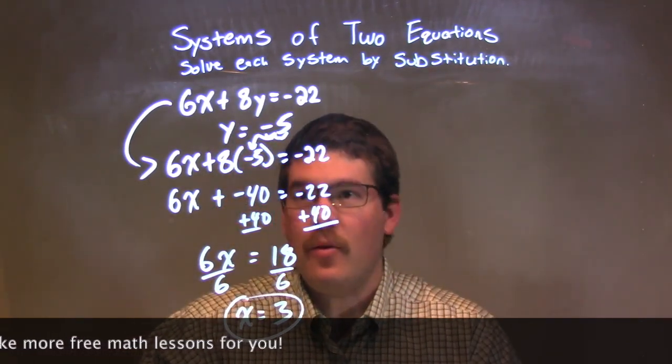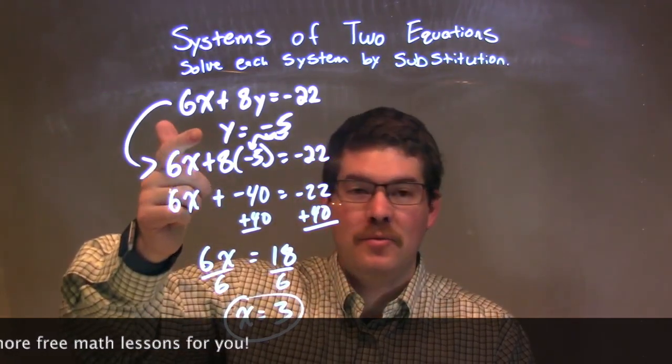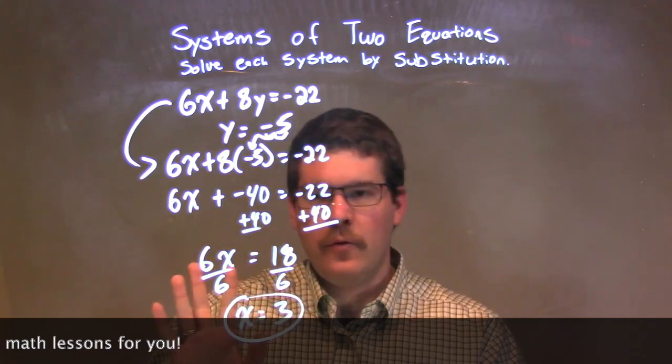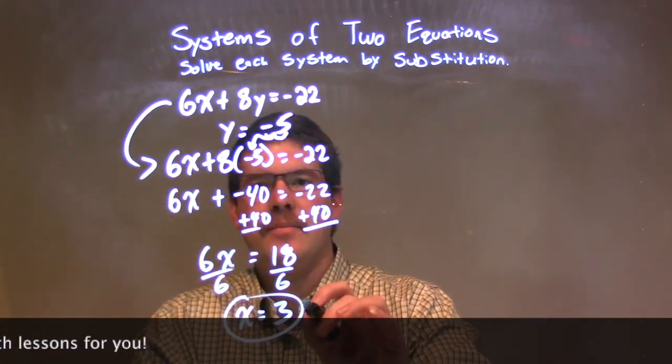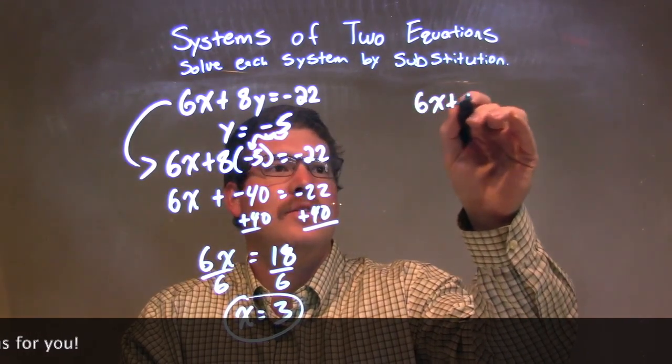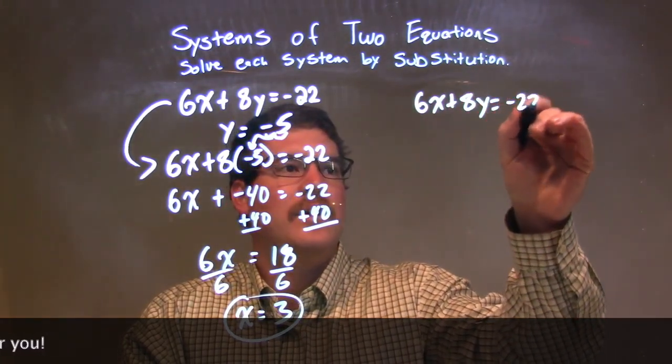So now we need to find the y value. Now, lucky for us, y was already given from the beginning. y is -5. But if we must, let's plug into our first equation just to see. So it's 6x plus 8y equals -22.